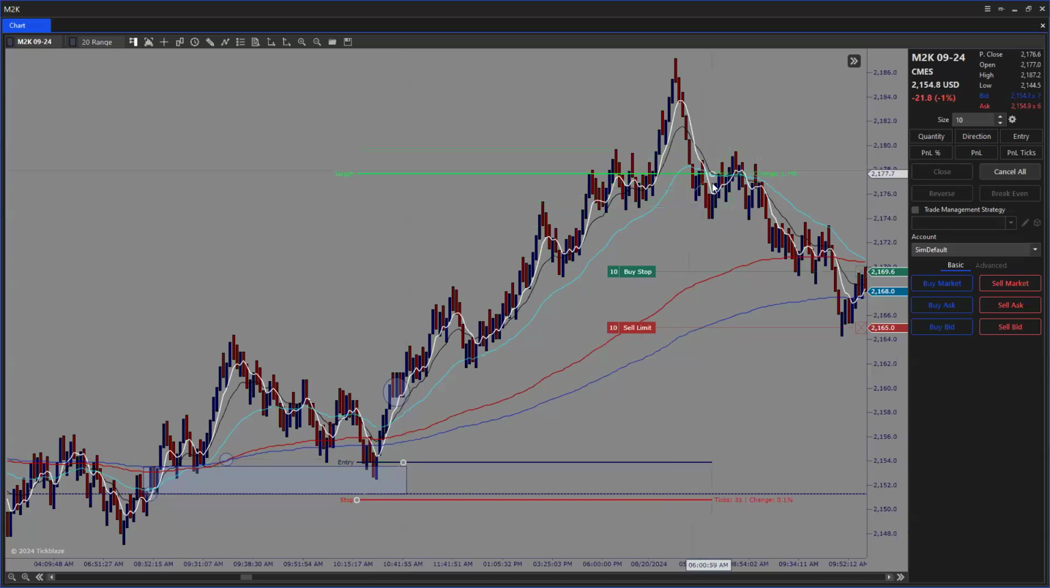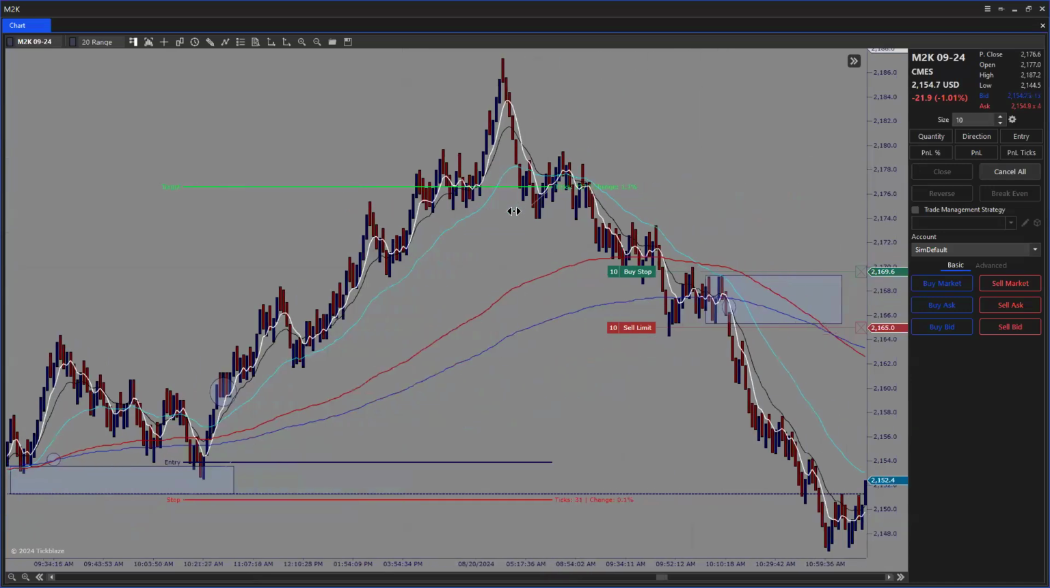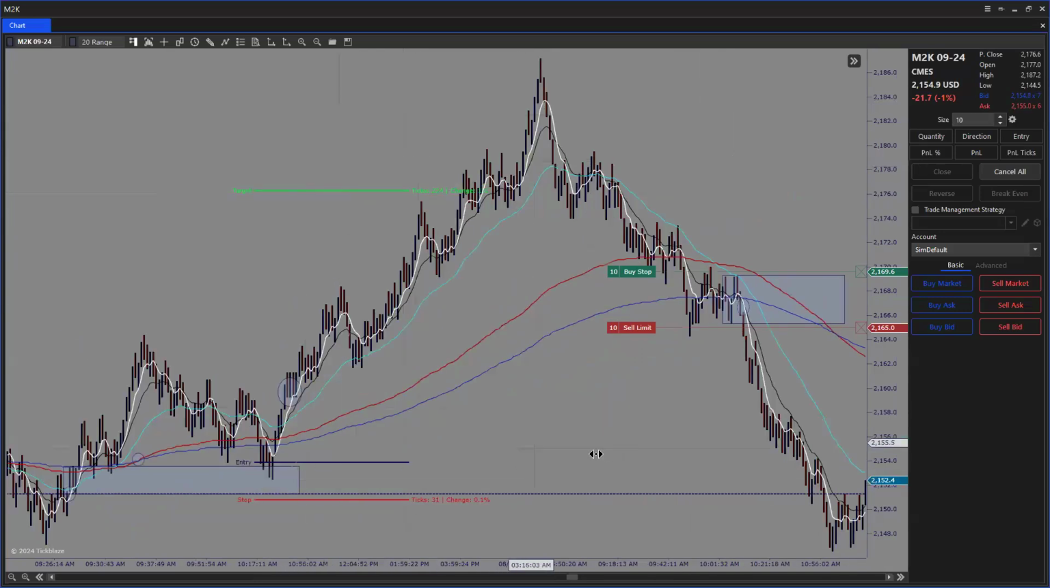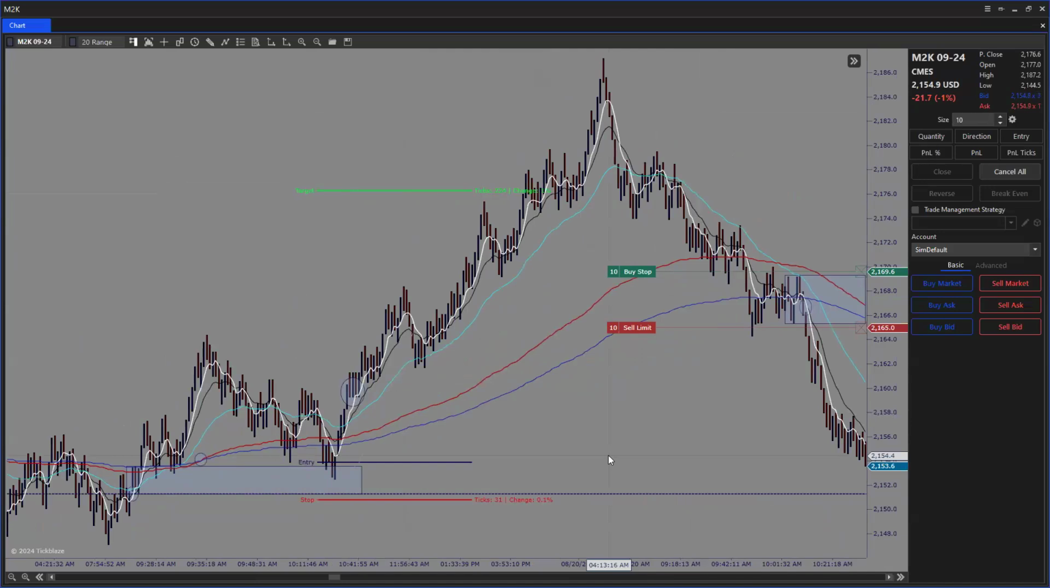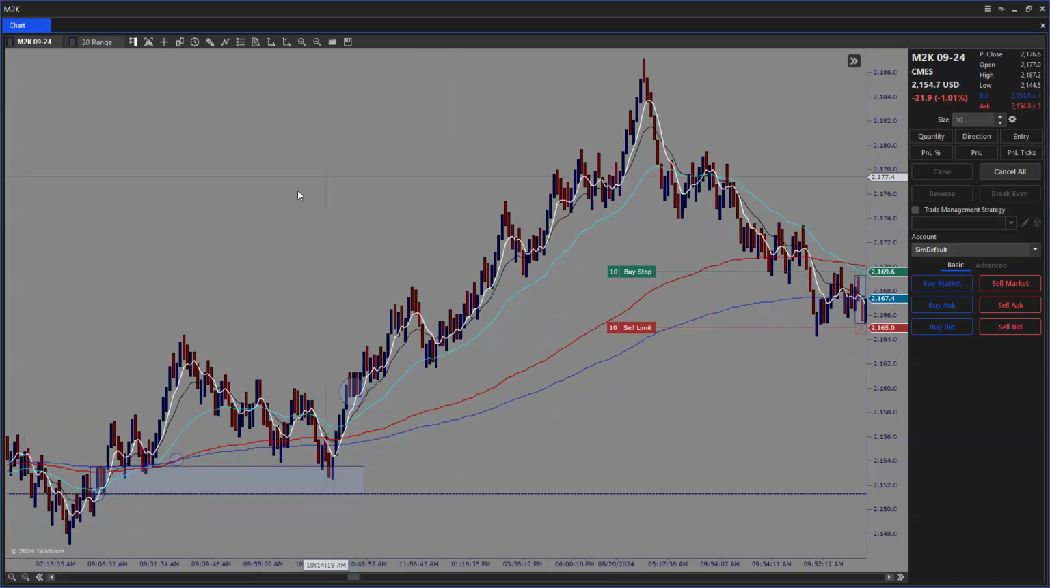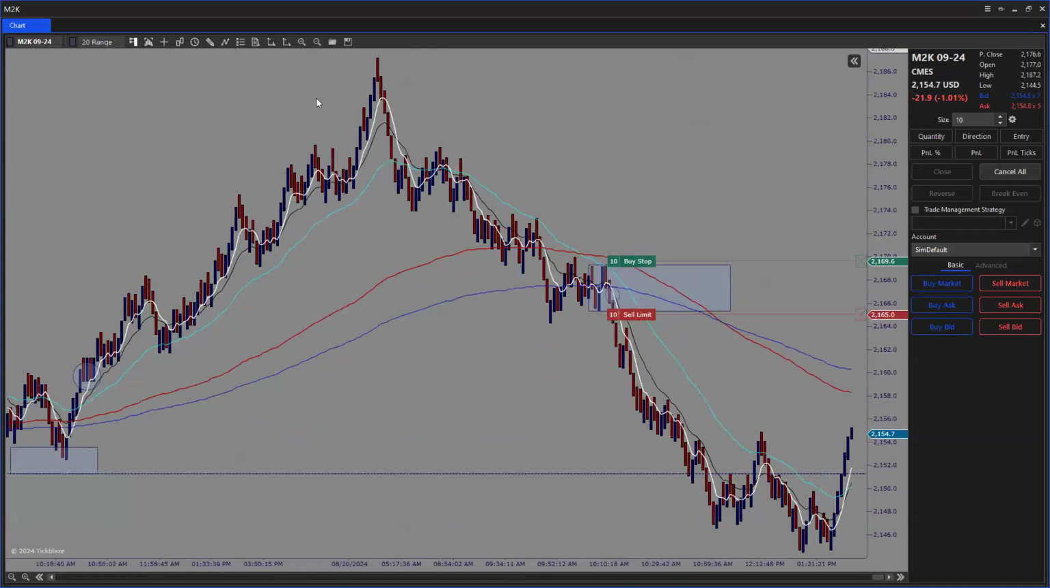That one would have netted you, the cross happens right here, 227 ticks, it looks like. Yeah, right around there. 225, let's call it. So almost 10-to-1. It was 8-to-1, something like that. So pretty good. You can certainly do it that way, whatever makes sense to you.